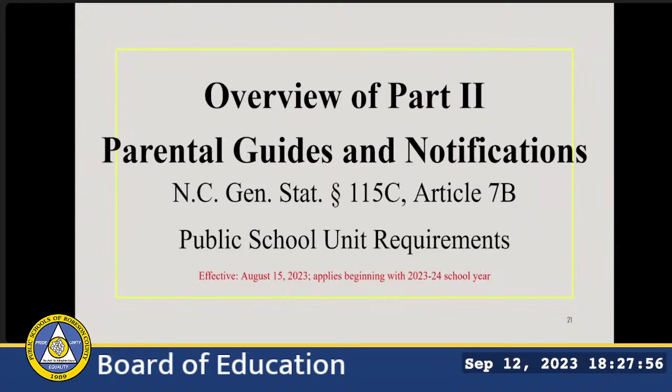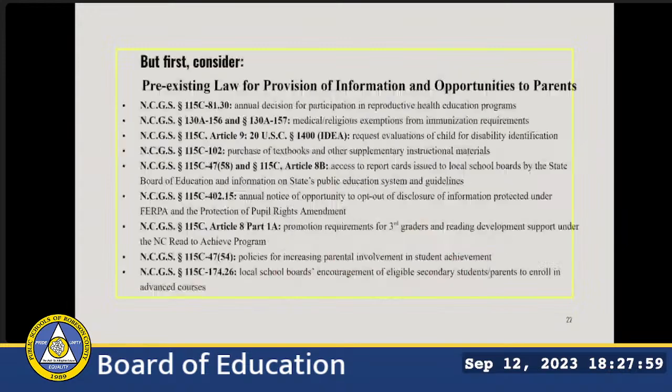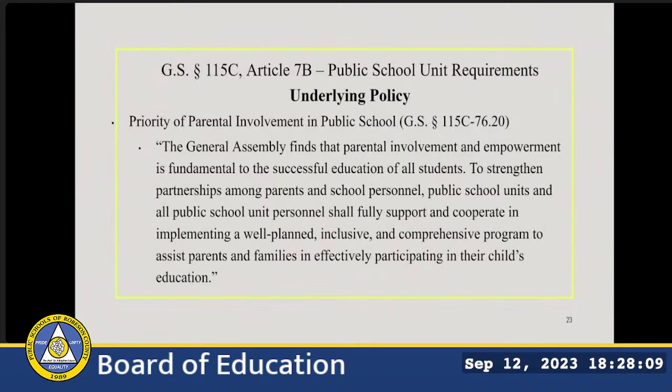So in part 2, we're dealing with parent guides and notifications. These are the pre-existing laws I went over earlier that deal with a lot of the stuff that's dealing with the Parents' Bill of Rights. So we have a lot of this already on the books before this was established. Here we have the underlying policy of the Parents' Bill of Rights for public schools. And this is a good policy statement that basically says we want to make sure that parents are involved in their child's education. And it also is empowering parents as well.